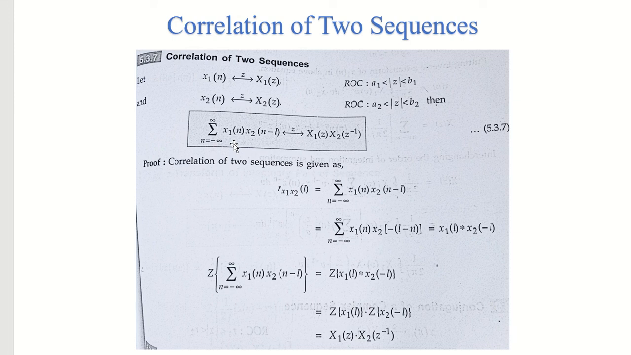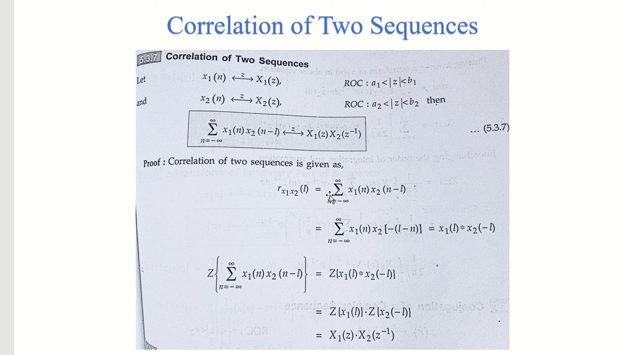Now it might be confusing for you, but let me clear it up. We know the correlation formula. Basically this is nothing but the formula of correlation. So correlation for two sequences is given using this formula: summation n equals minus infinity to infinity x1 of n, x2 of n minus L.